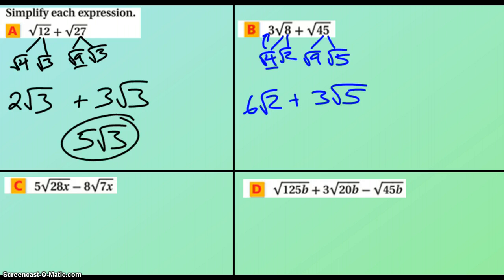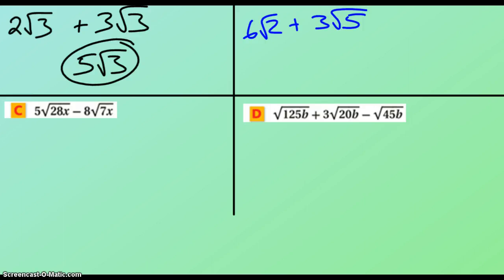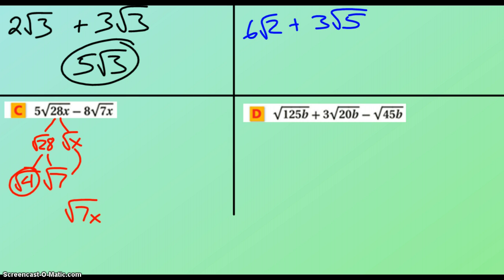Letter C. Move this down here. 5 times the square root of 28x. Let's see if we can simplify that. X has to stay inside, but I can split this up into 28 times x. These two things don't have a partner, so they stay inside the square root. But I do know the square root of 4 is 2, so I'm going to take 2 times 5 outside. That's 10 times the square root of 7x minus 8 times the square root of 7x. If we combine those, I take 10 minus 8, I get 2 square root of 7x.